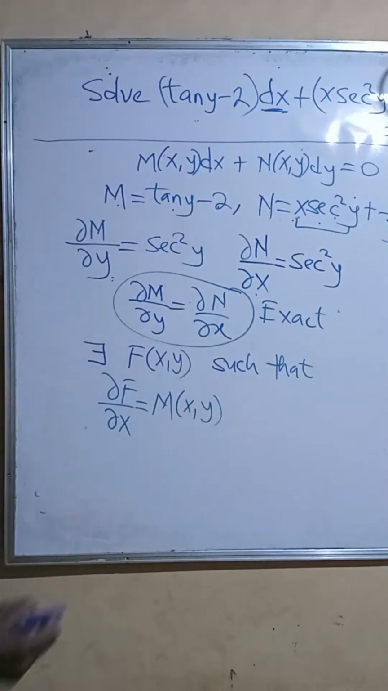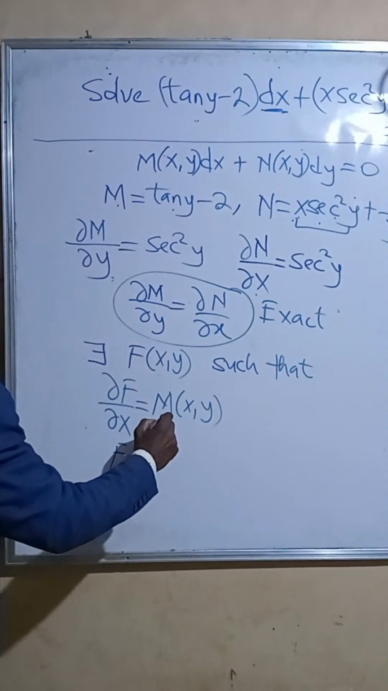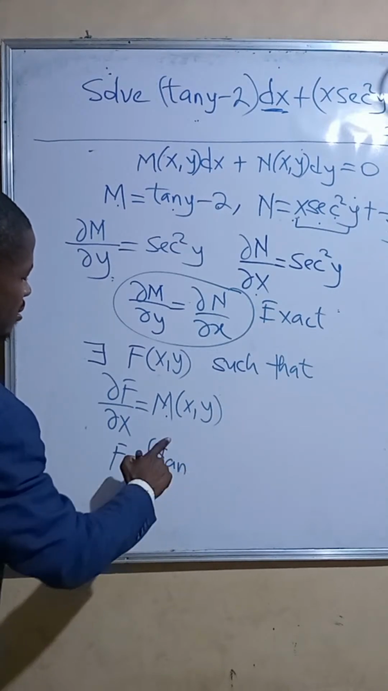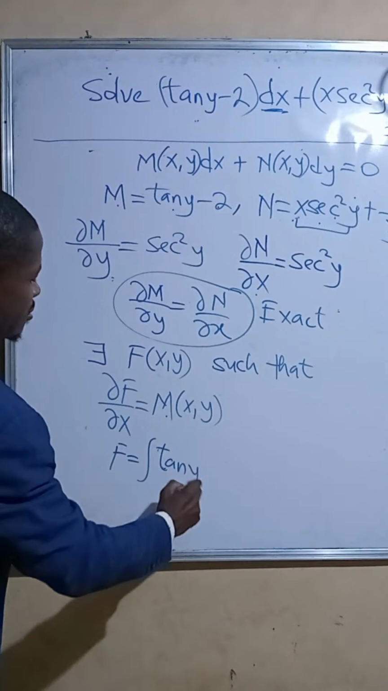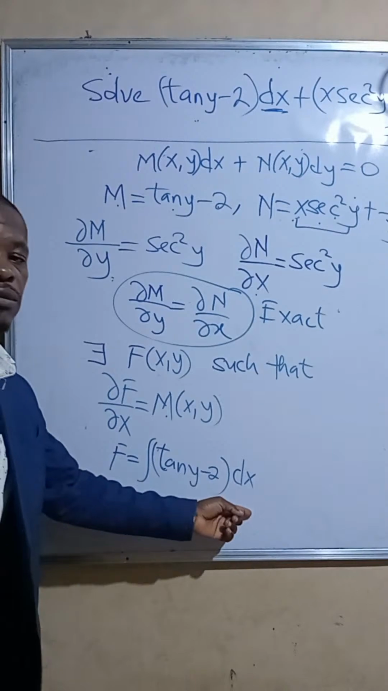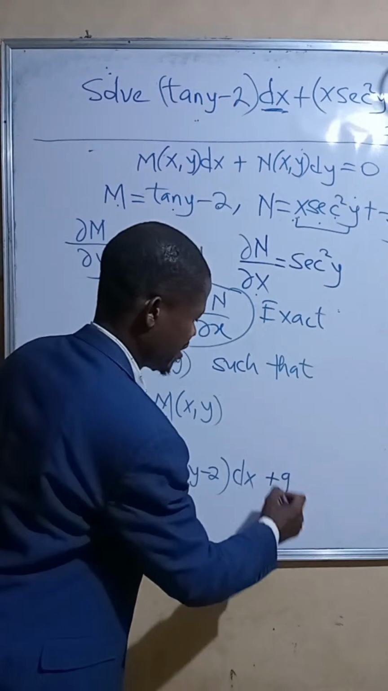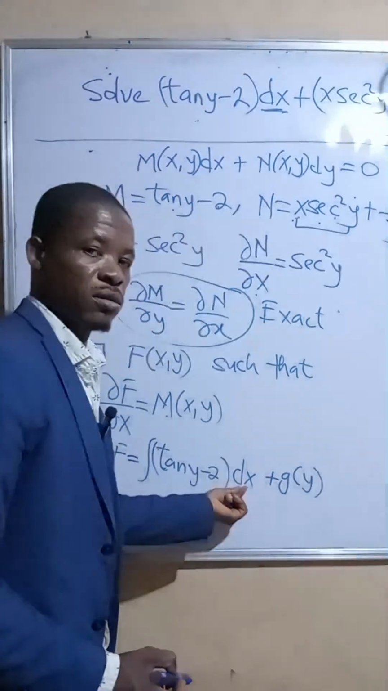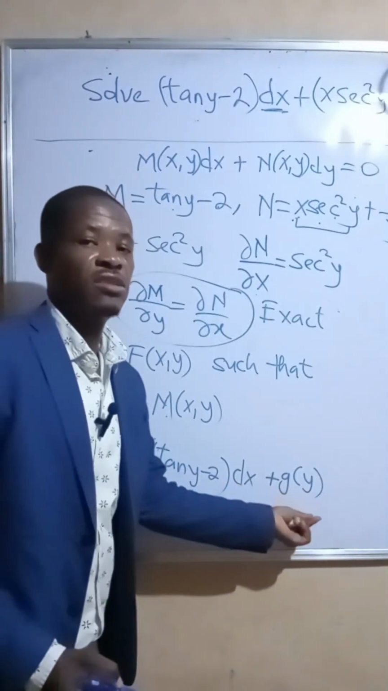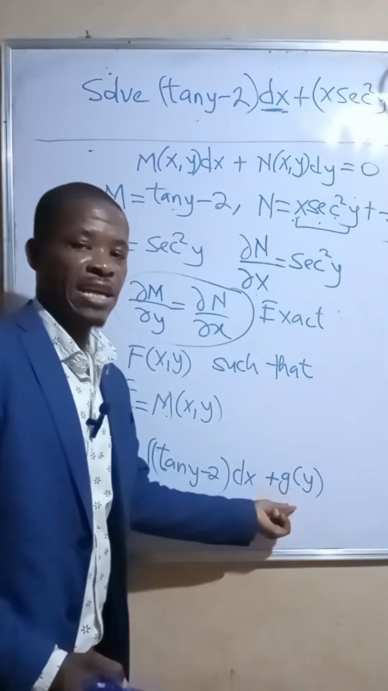Then integrate both sides. So f will be equal to the integral of M, which is tan y minus 2, dx, plus an arbitrary constant. If what you have here is dx, then you have the arbitrary constant g of y. If it's dy, the arbitrary constant will be g of x.